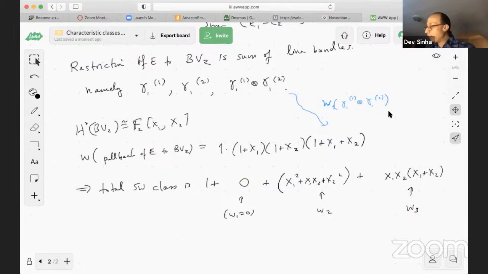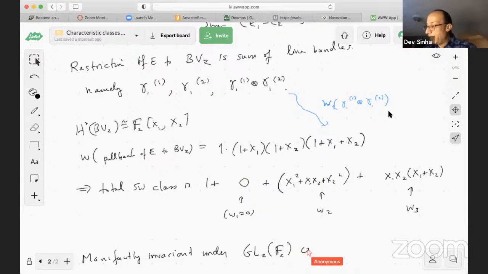Notice that these are symmetric polynomials, but they're actually, these expressions are all manifestly invariant under the group GL2F2.